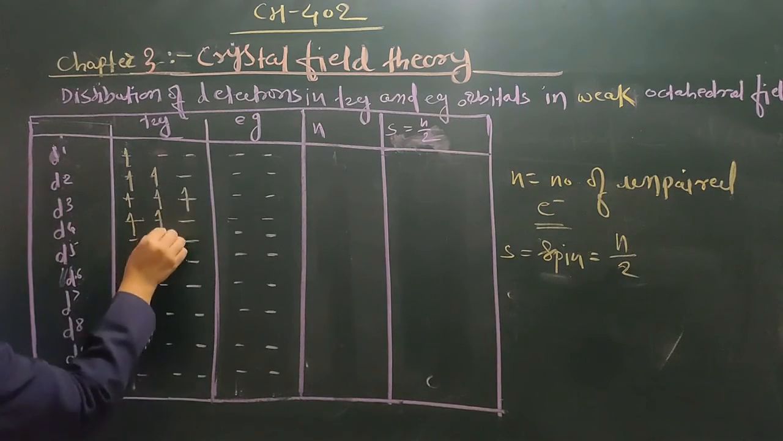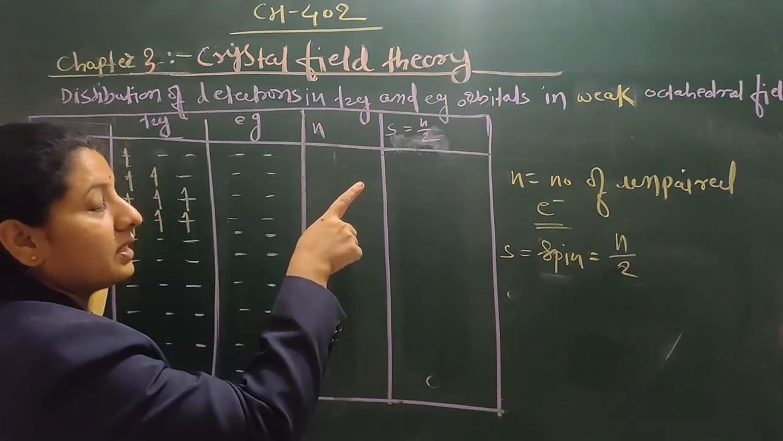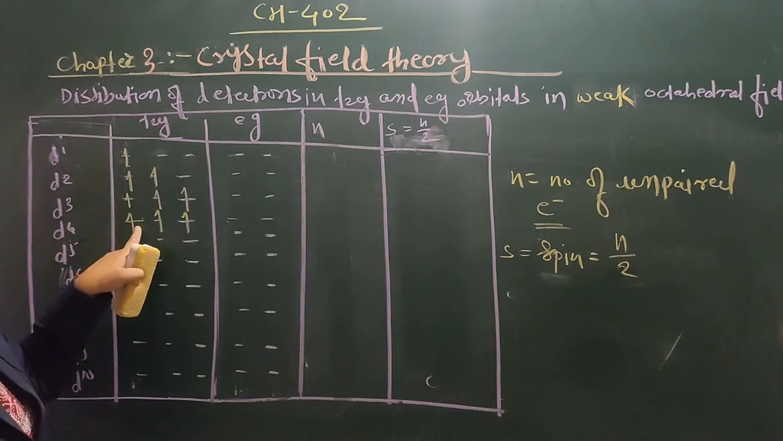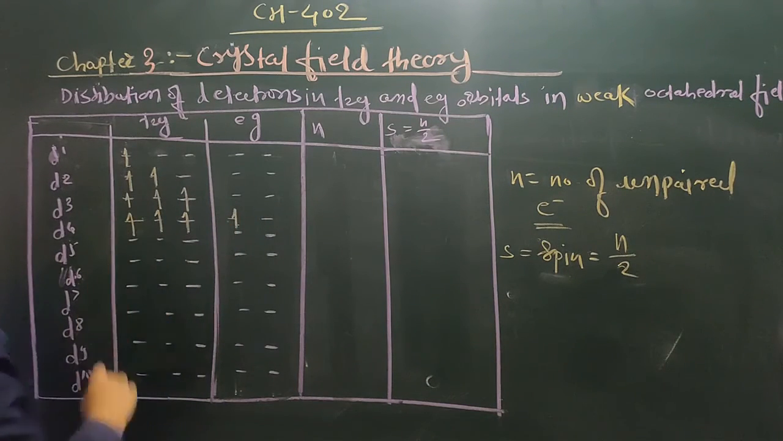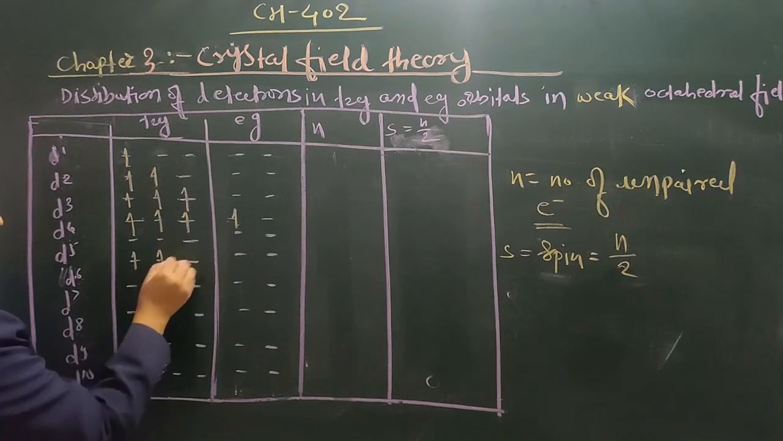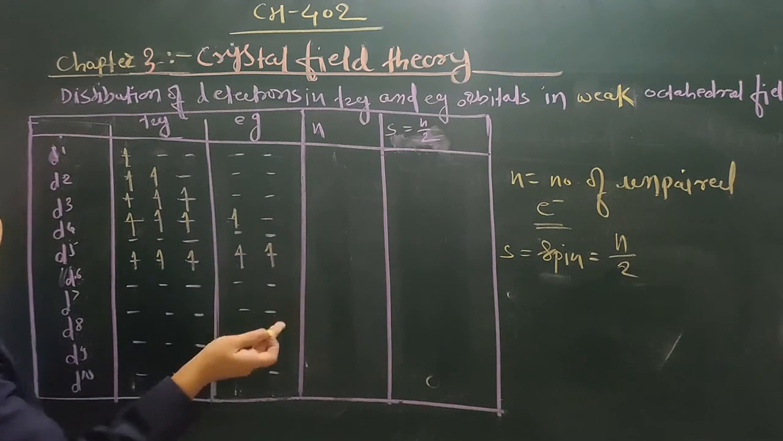that is 1, 2, 3. Here 1 electron is remaining. If the ligand is strong field, then we can put the 4th electron here and pairing will be possible, but here it is not possible, it directly goes into eg, so pairing is not possible in weak field complexes. Now for D5, that is 1, 2, 3, and 4, and the 5th directly goes into eg.